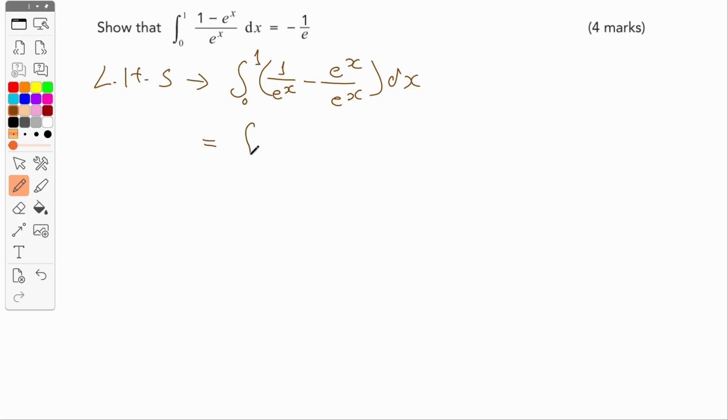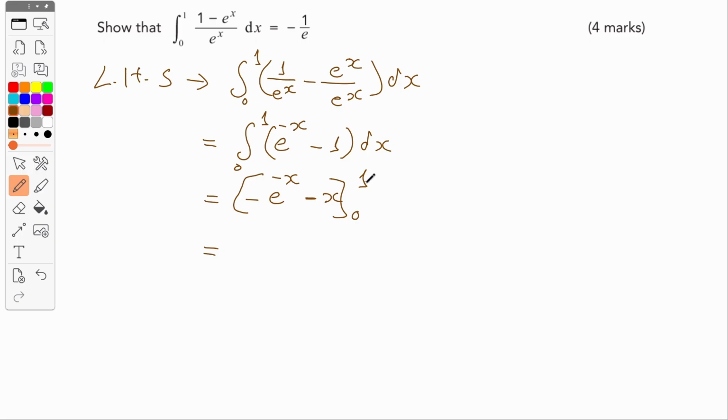That will be equal to the integral from 0 to 1 of e to the negative x minus 1, in terms of dx. Now it's easy to integrate. The integral of e to the negative x is negative, because the coefficient of x here is negative, and the same function, e to the negative x, minus the integral of 1, which is just x. This is from 0 to 1.